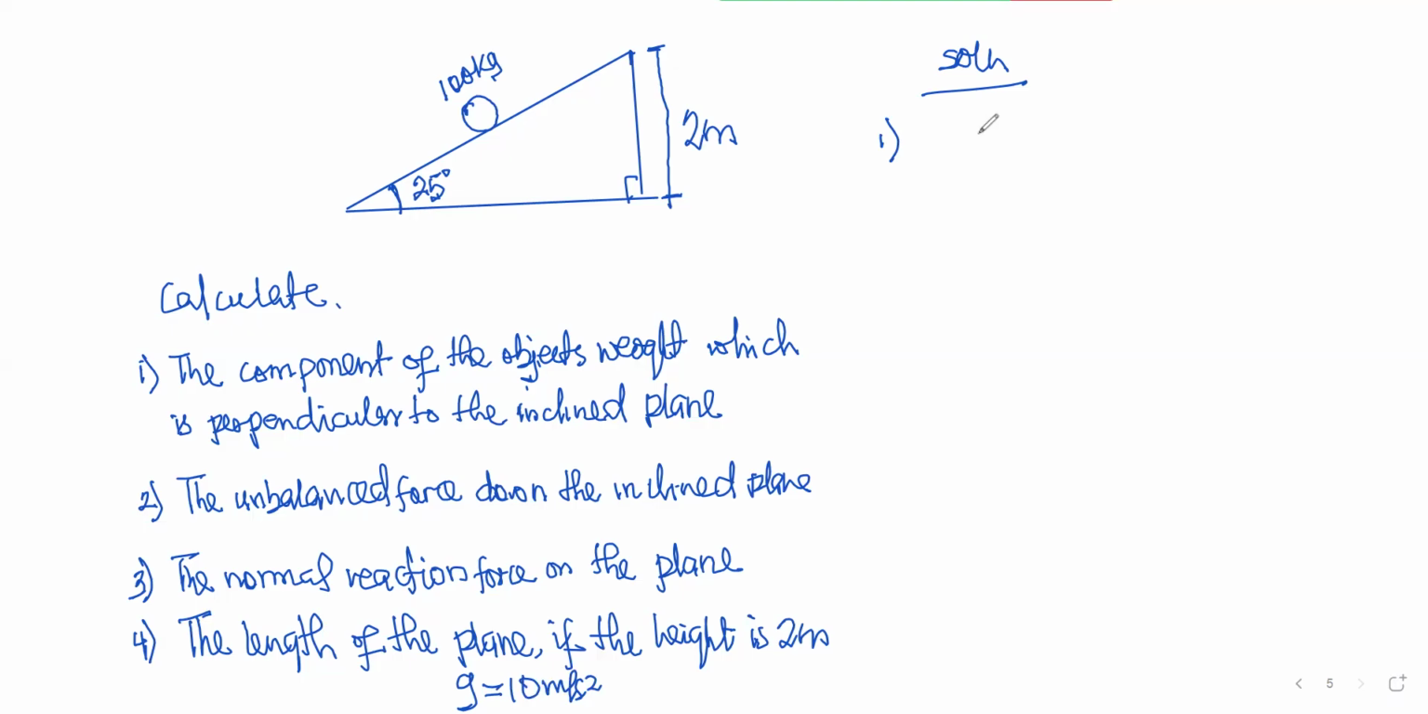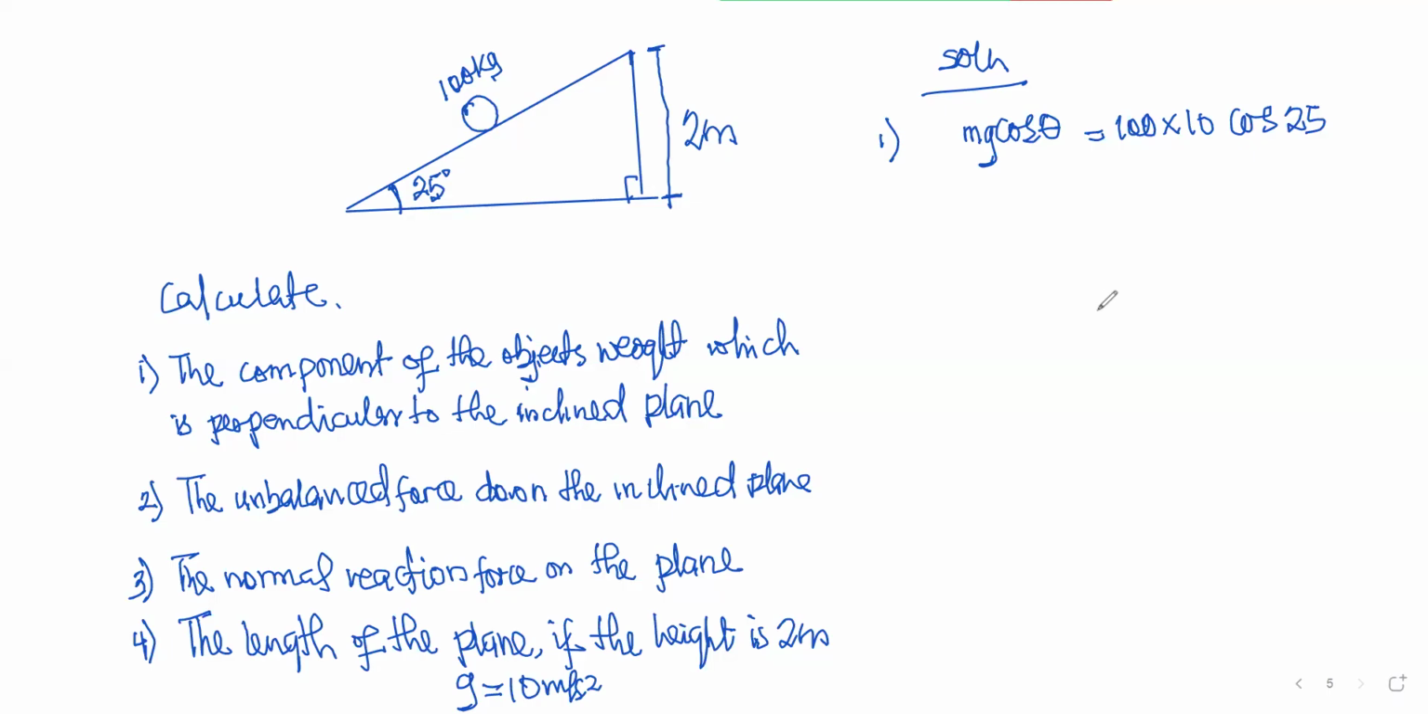Of course, the component of the weight which is perpendicular to the plane is mg cos theta. So the mass is 100, gravity is 10, cos of 25. Please, when you are doing this, make sure your calculator's angular measurement is in degree. So this times 1000.